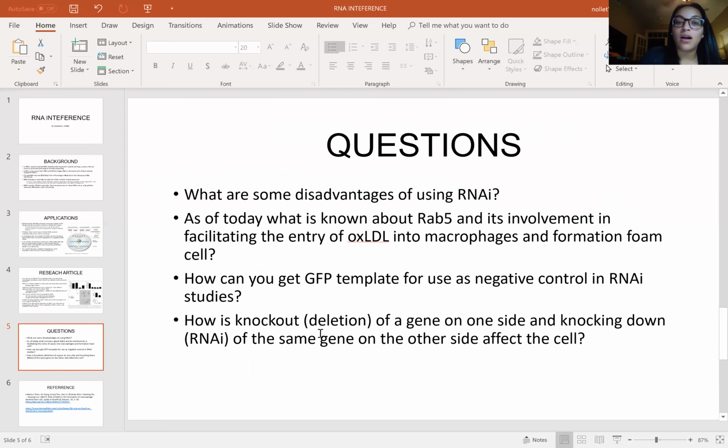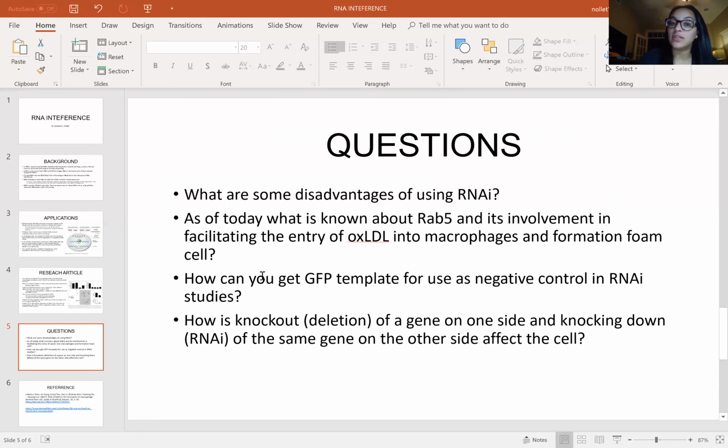One of the questions is, what are some disadvantages of using RNAi? And as of today, what is known about RAB5 and its involvement in facilitating the entry of OX-LDL into macrophages and the formation of foam cells, which is still not known today, because this article was written in 2017. That was one of the questions the authors were trying to figure out.